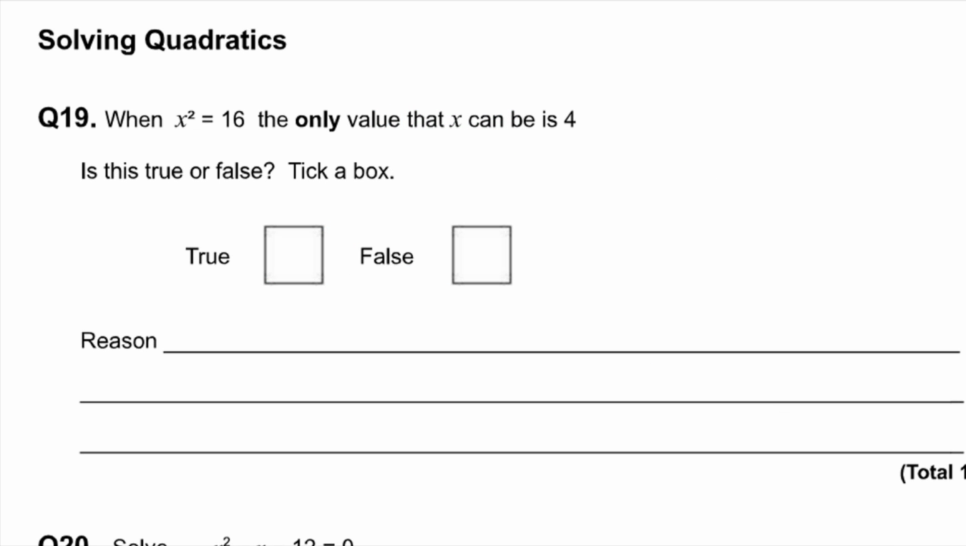Well, expanding and factorising is going to carry on being helpful for this next section, solving quadratics. When x squared equals 16, the only value that x can be is 4. Is this true or false? Tick a box. It's false, isn't it? Because when you square root something, you're going to get a positive and negative solution. So the square root of x squared equals the square root of 16, so x is going to be plus or minus 4. So there are two solutions.